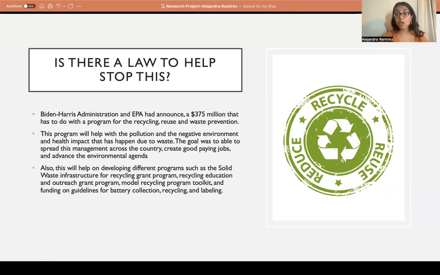Also, this will help in developing different programs such as a solid waste infrastructure for recycling grant program, a recycling education and outreach grant program, a model recycling program toolkit, and the funding and guidelines for battery collection, recycling, and labeling.